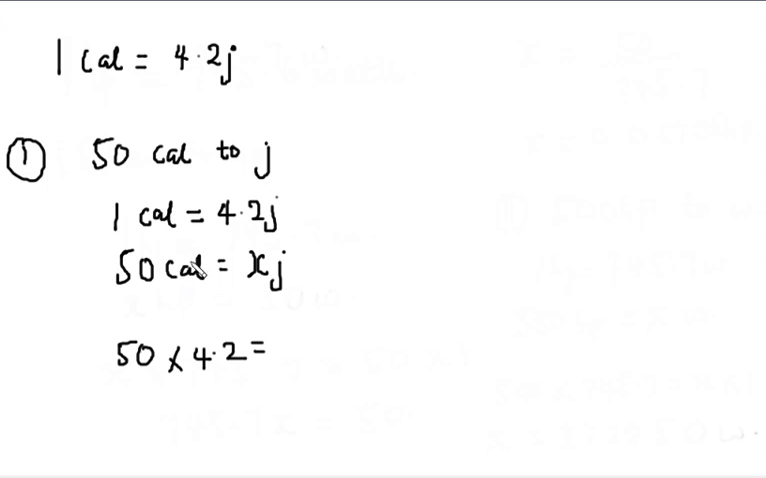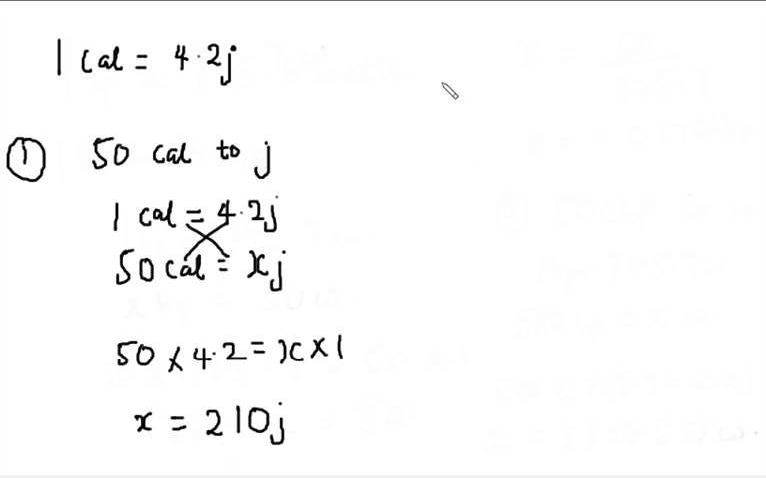Okay, so you're going to be cross multiplying. So you have x times 1, and then this means that x times 1 is x, which is equal to 50 times 4.2, which is 210. So 210 joules. The answer is 210 joules. This means that the equivalent of 50 calories is 210 joules.